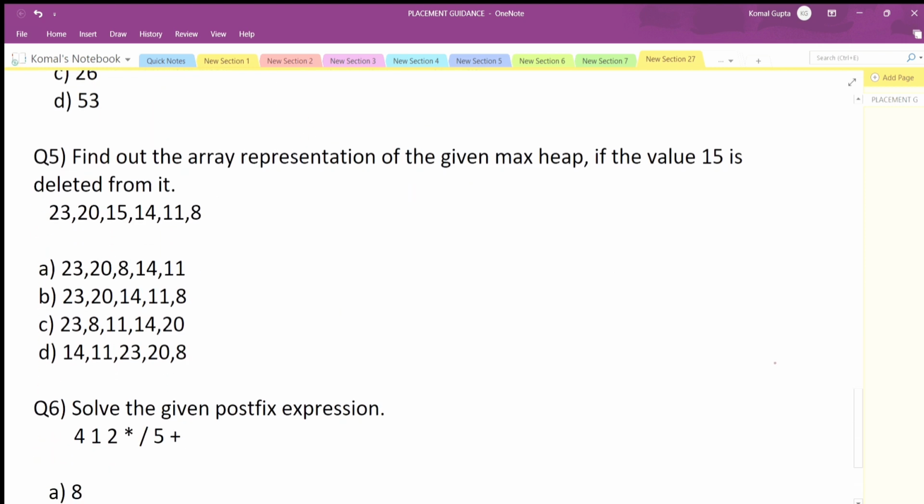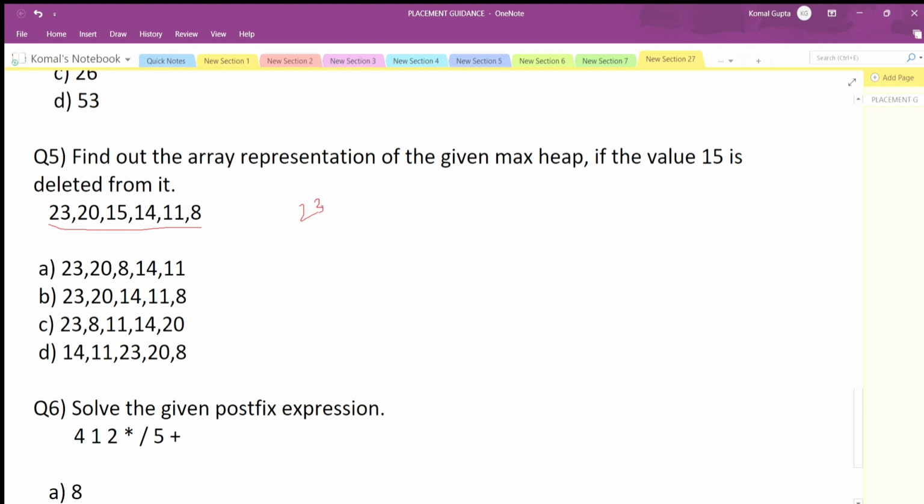What it is saying, find out the array representation of the, this is a DSA question. Find out the array representation of the given max heap if the value 15 is deleted from it. They have given the array representation of the max heap, and they are saying that if they will delete 15 from this, so what will be the array representation. So first we will make the max heap from this.